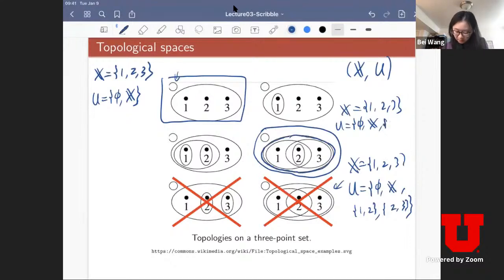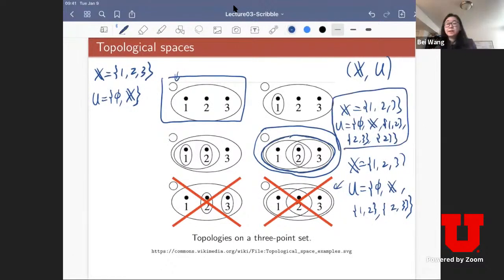And it has a set {1,2}, subset {1,2}, subset {2,3}, and subset {2}. Okay. So what you want to check is the three conditions. The first condition is the empty set and the set itself have to be in the collection U, which is true. The empty set and the collection itself, which is {1,2,3}, is in the collection.